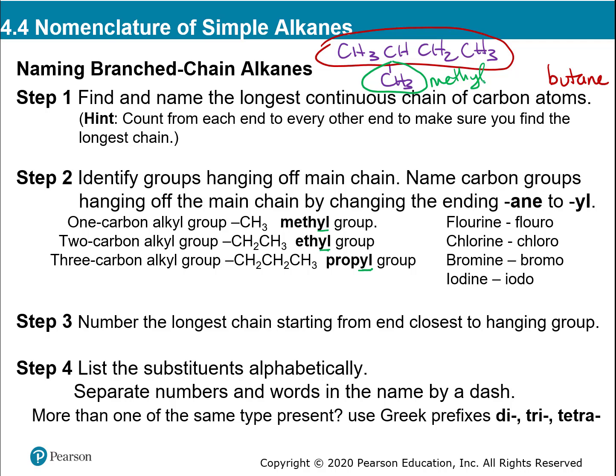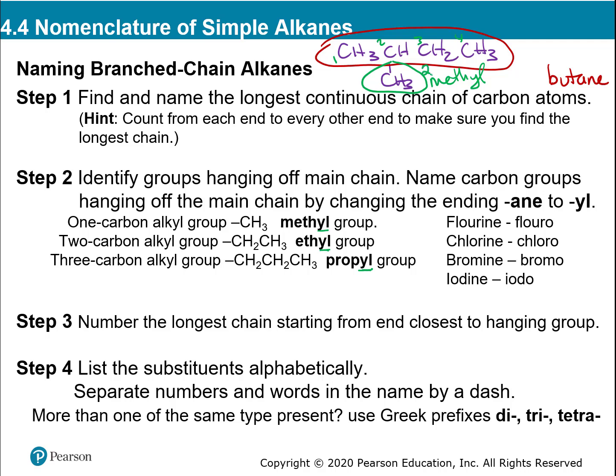Step 3, I'm going to number my chain from one end or the other. I want to give my hanging group the lowest number possible. So if I'm going to start numbering from the left or from the right, I find it's easiest to start from one end and count how many carbons till you get to a hanging group. Start from the other end, count how many carbons till you get to the hanging group, and that helps you figure out which side to number from. So based on this, which side do I number from? The left. Does everybody see that? Because that will put my methyl on carbon number 2. So this one will be 1, 2, 3, and 4.